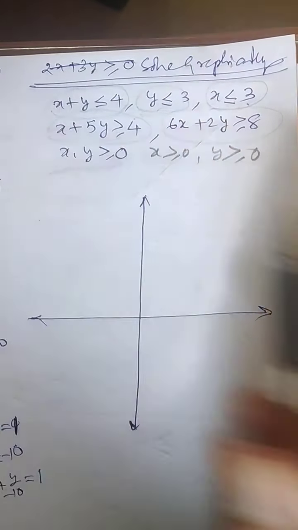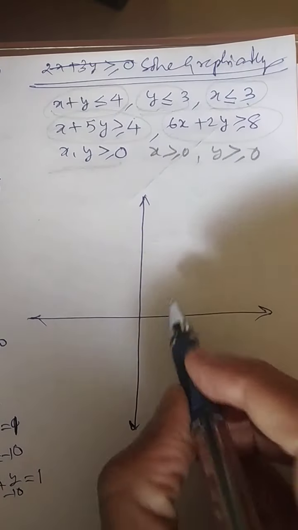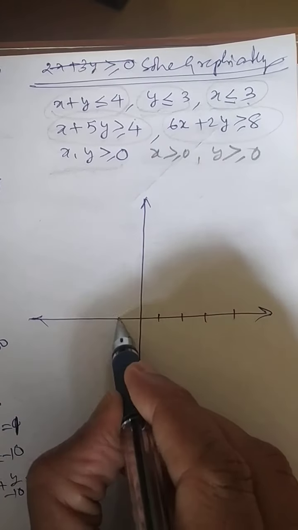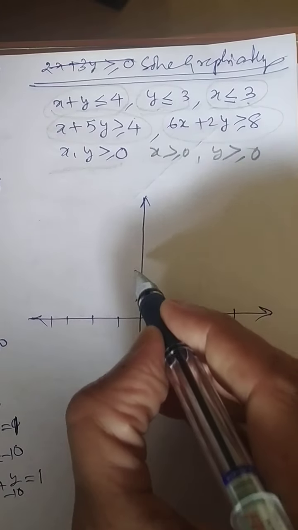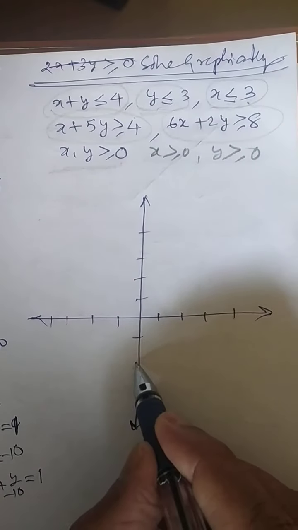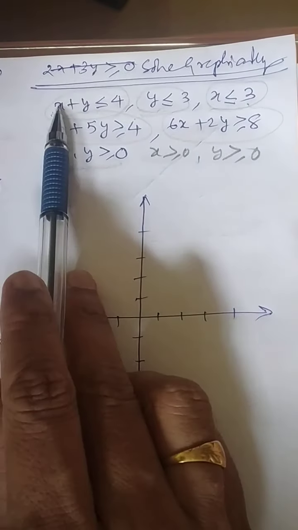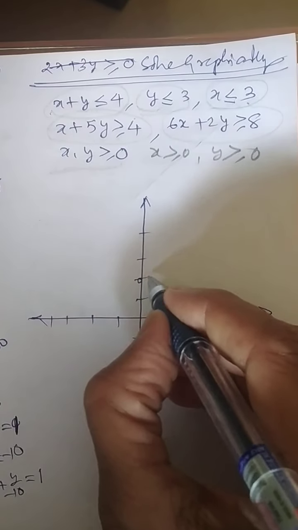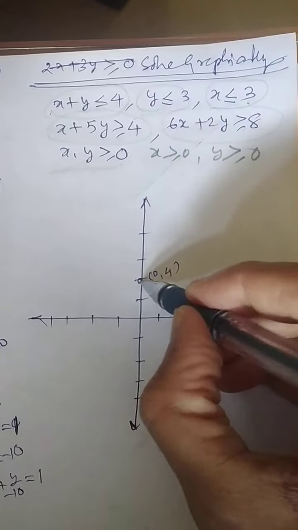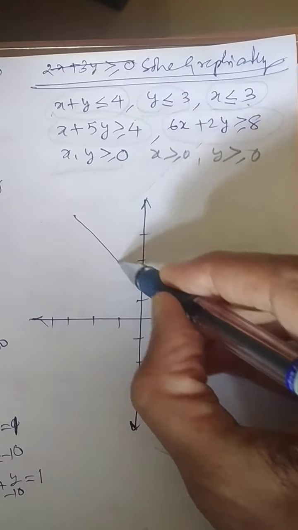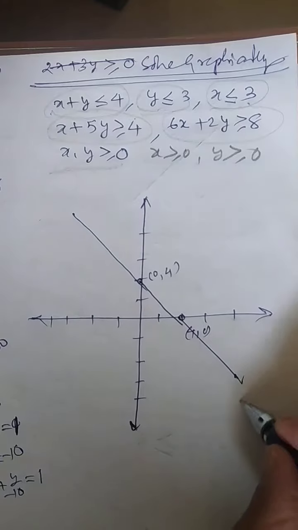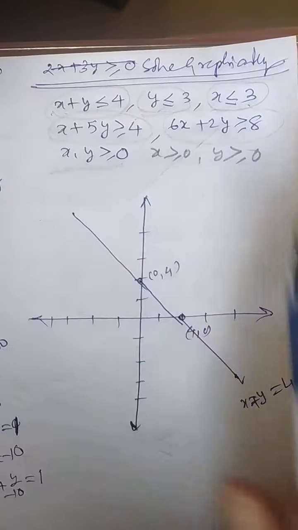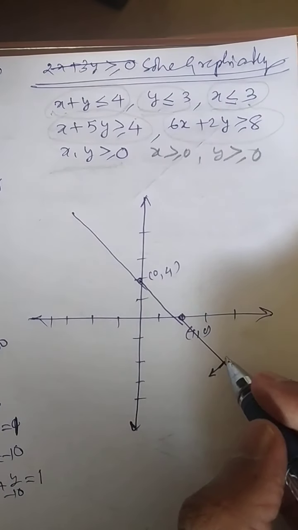Now x-intercept 4, y-intercept 4. So 2, 4, 6, 8 on each axis. X and y both will be 4. Here it will be (4, 0) and here it will be (0, 4). Get a line passing through these two points and always write the equation: x plus y will be equal to 4. Writing here. Now 0, 0 is less than 4, so the downside will be the solution.